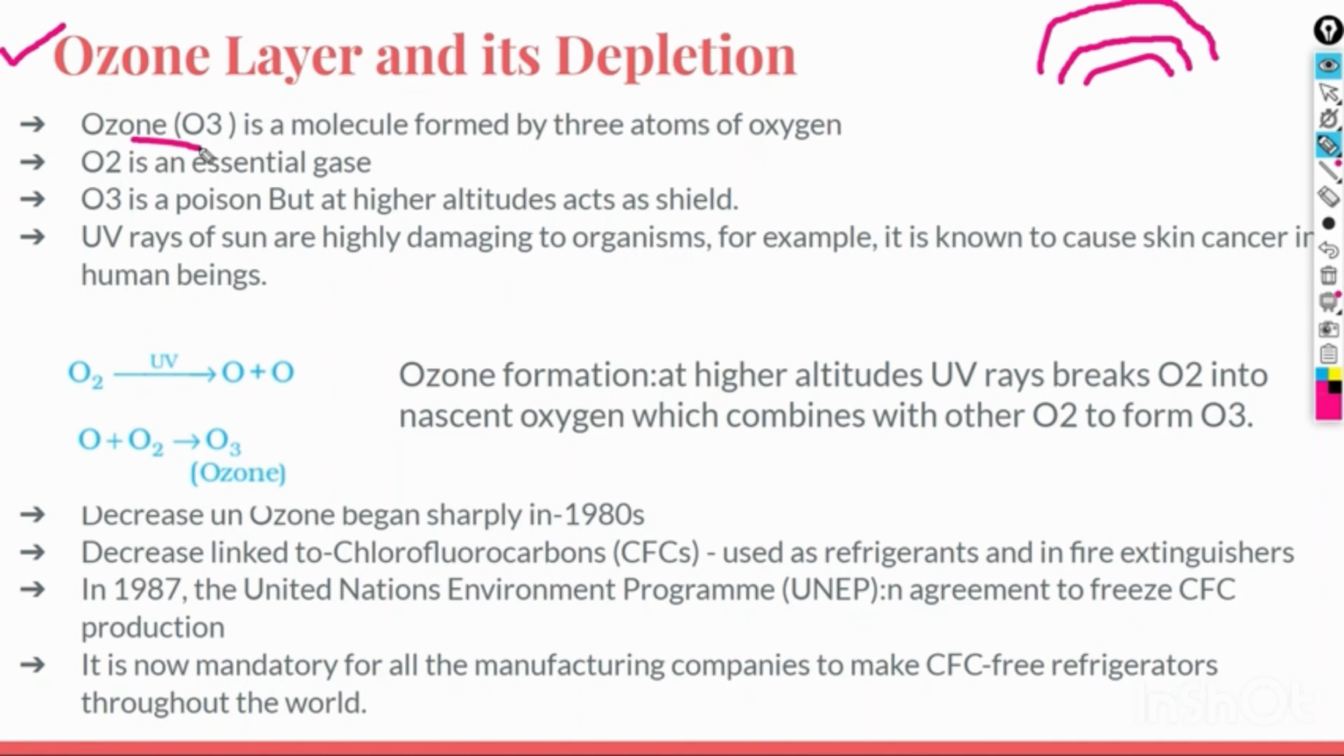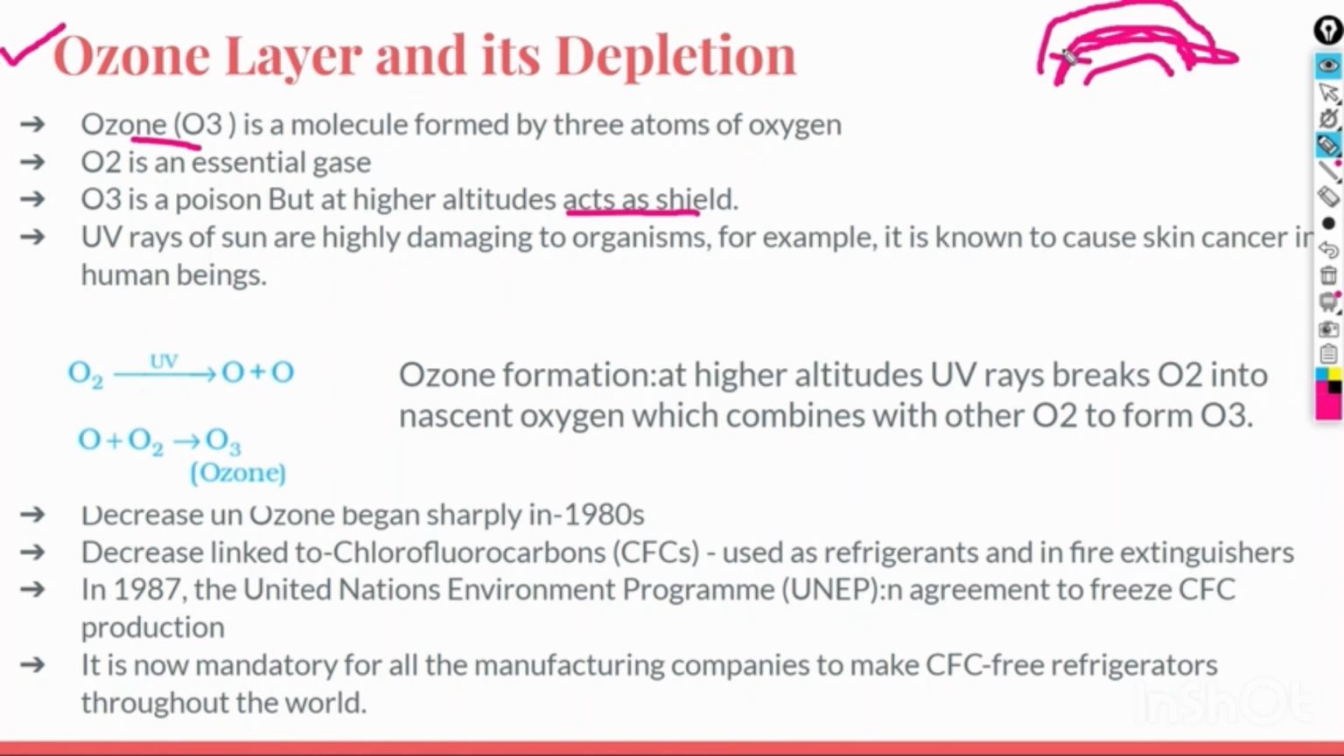But O3, which is ozone, is a poisonous gas. But at higher altitudes it acts like a shield for us. So this is at a very high altitude. At high altitude we have a lot of ozone molecules in this layer, right here which are present. So these molecules act as a shield for us.